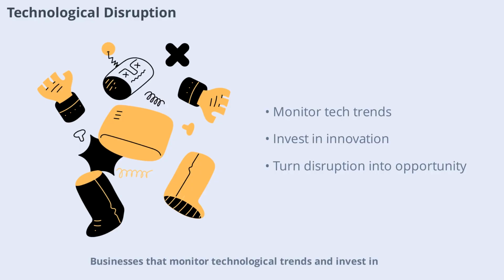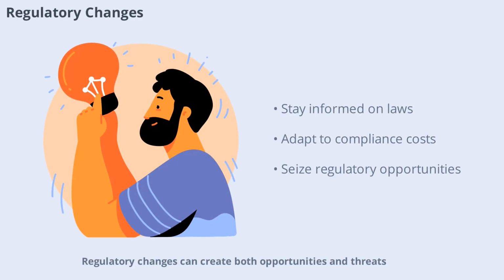Businesses that monitor technological trends and invest in innovation are better positioned to turn disruption into opportunity rather than falling victim to it. Regulatory changes can create both opportunities and threats. New laws might open up markets or impose new compliance costs. Businesses that stay informed about regulatory developments can adapt quickly, ensuring compliance and taking advantage of favorable changes before competitors do.